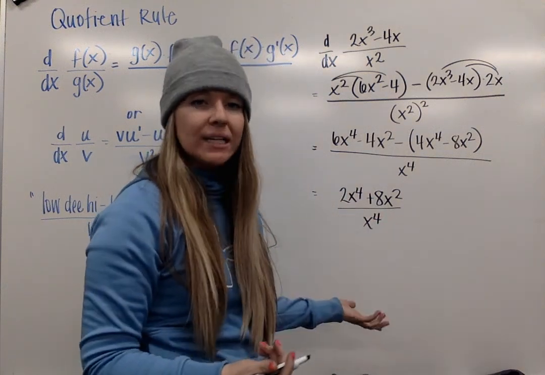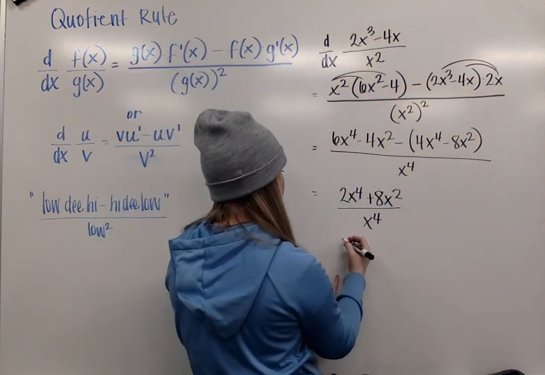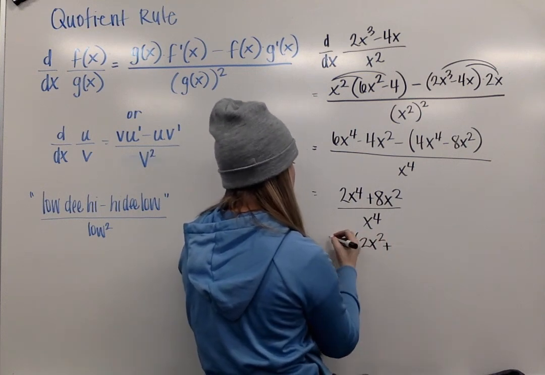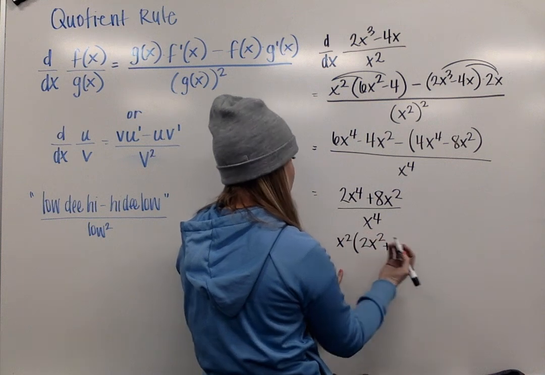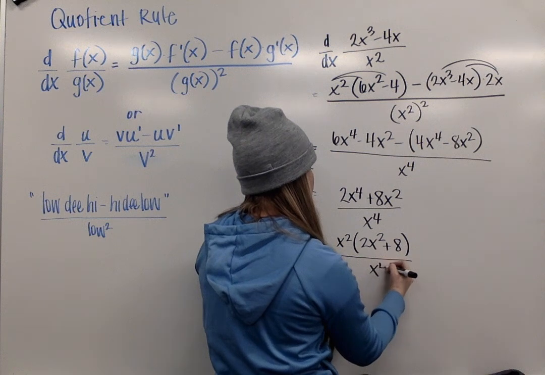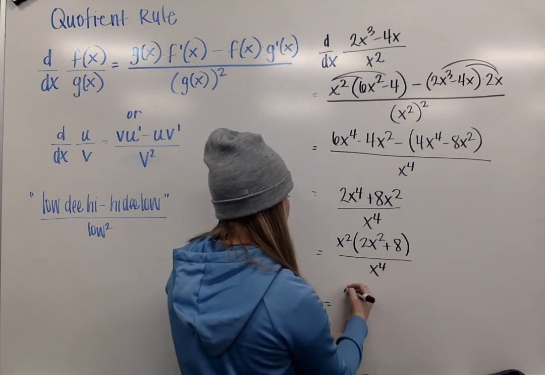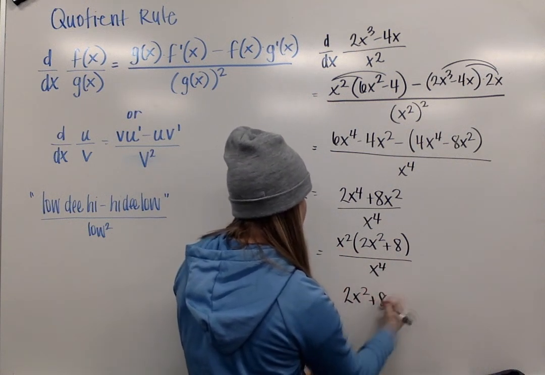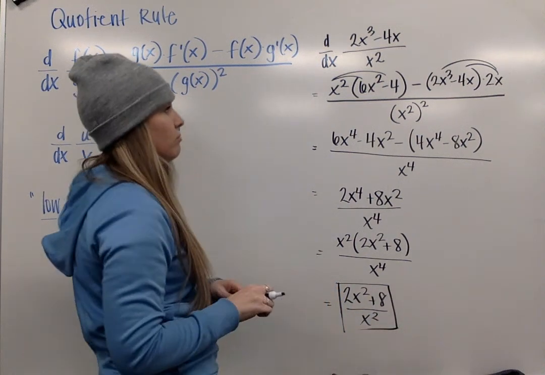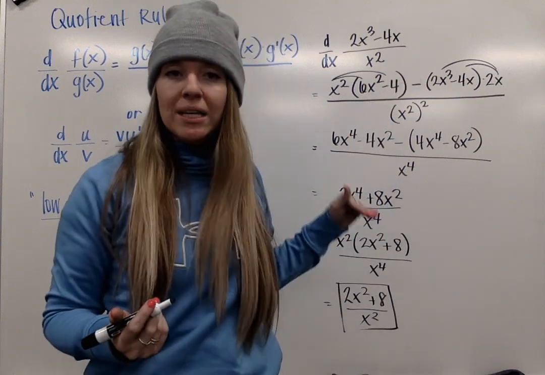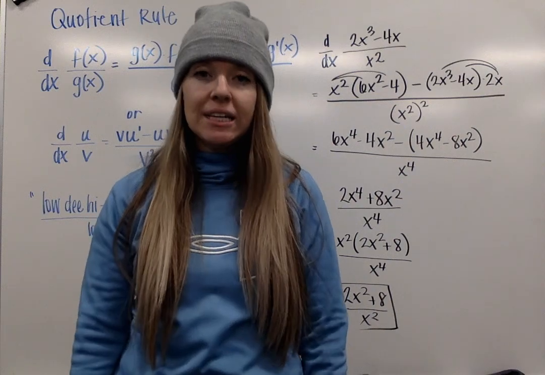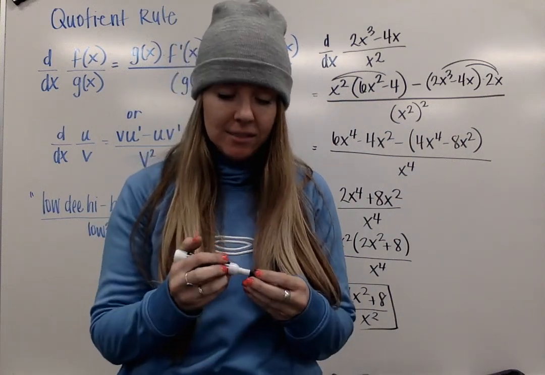I could leave it here or I could simplify it further. I can factor out an x squared in the numerator. In fact, I can take out a 2x squared, but that's not going to really change much, so we'll go ahead and just leave it like that, which would then simplify to 2x squared plus 8 over x squared. But again, at any point in there, the algebra is solid, unless I made a mistake, and you're good to leave the derivative as is.